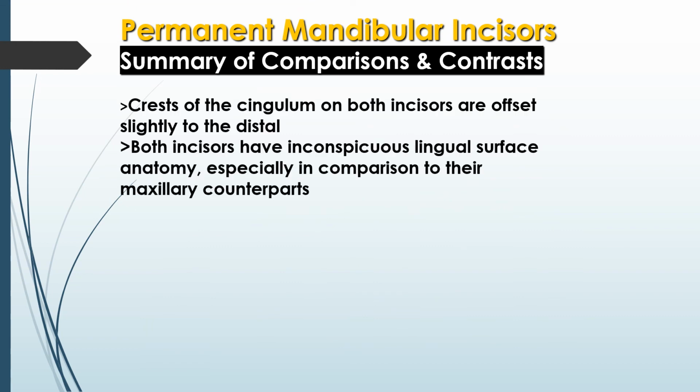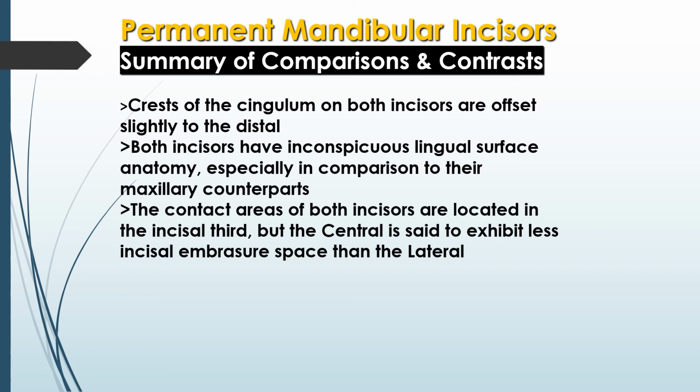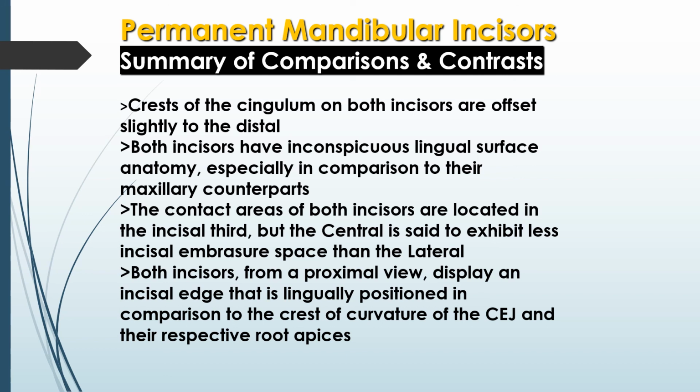So the crest of the cingulum of both incisors is slightly offset to the distal. Both incisors have a lingual surface anatomy which is inconspicuous, especially as compared to the maxillary central incisor and lateral incisor. The contact areas of both incisors are located in the incisal 1/3, but the central is said to exhibit less incisal embrasure space than the lateral. So the incisal embrasure space on the lateral is considered to be the smallest embrasure space found anywhere in the oral cavity.